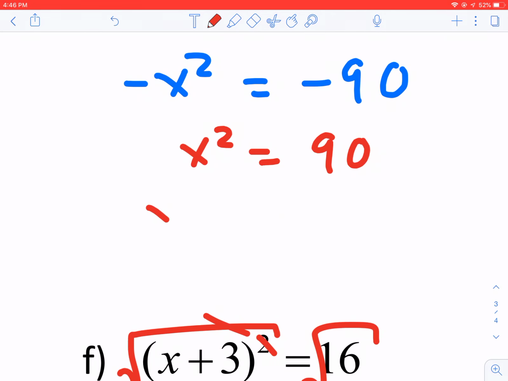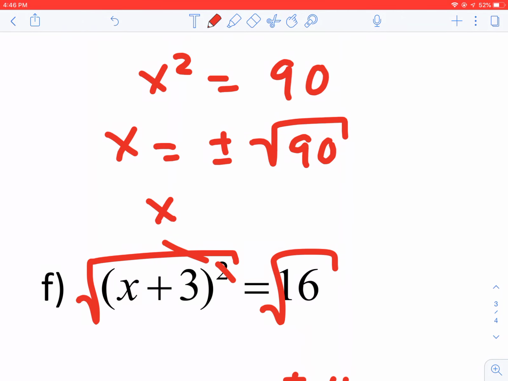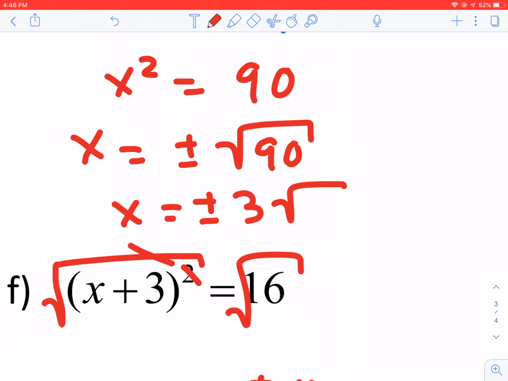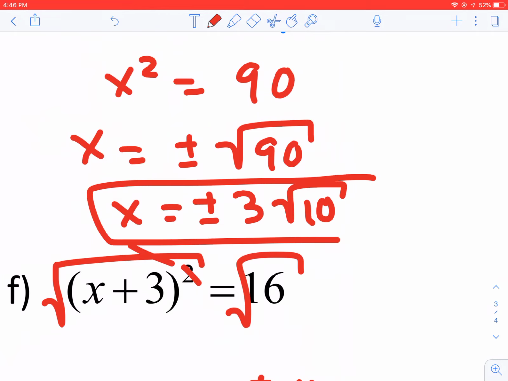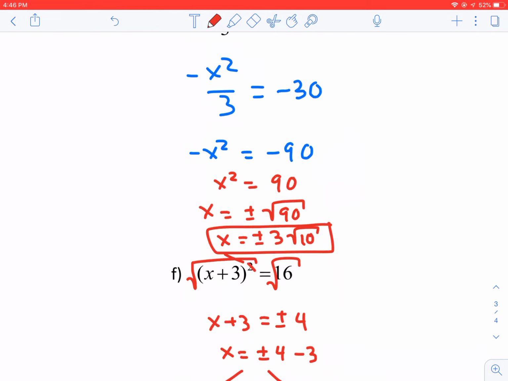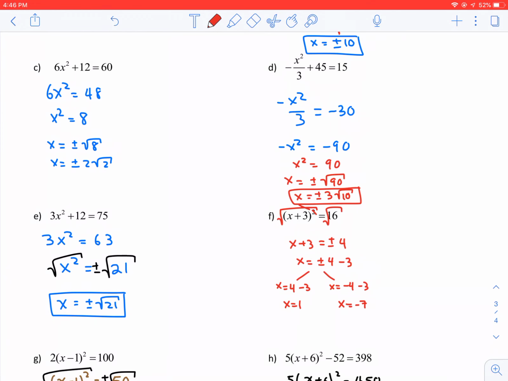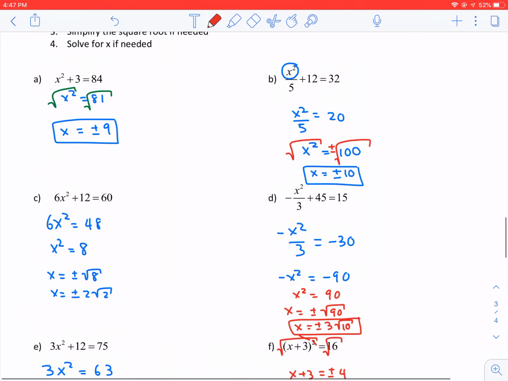Square root both sides, x equals plus or minus the square root of 90. And x equals, simplifying that square root, it's going to become 9 times 10. So square root of 9 is 3 times the square root of 10, plus or minus. Right, and that's going to be that.